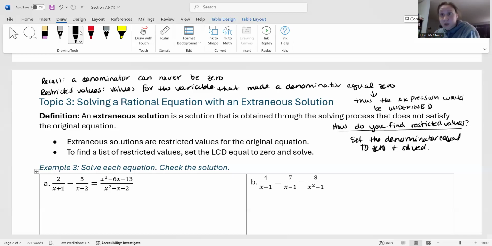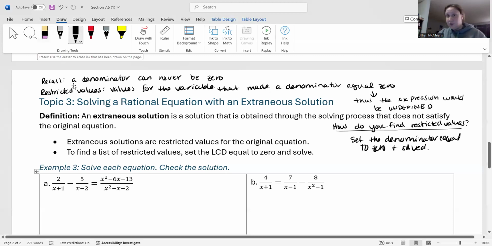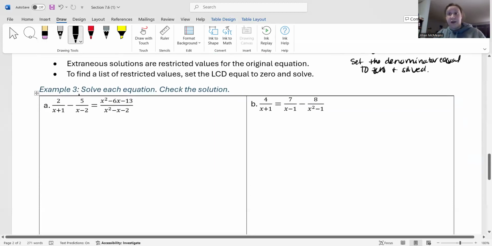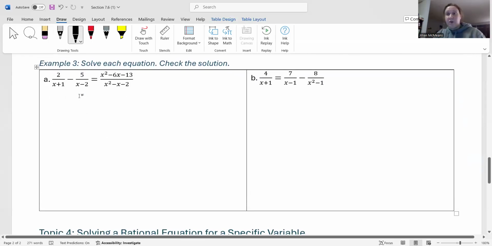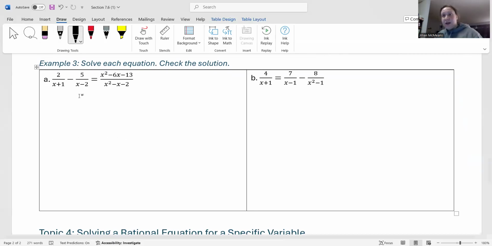We have first, extraneous solutions are restricted values for the original equation. And to find the list of restricted values, set the LCD equal to 0 and solve. So when you have a rational equation from now on, first thing you want to do is factor your denominators and find the LCD. Set the LCD equal to 0 to get your list of restricted values. And then at the end, you always have to check your solutions against your list of restricted values. And if one of your solutions shows up in that list of restricted values, remember, it has to be tossed out. It cannot be part of the solution set.